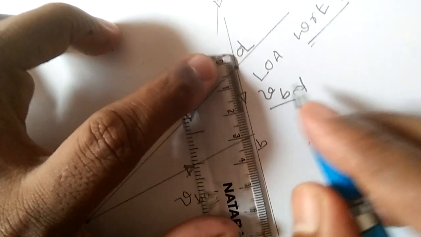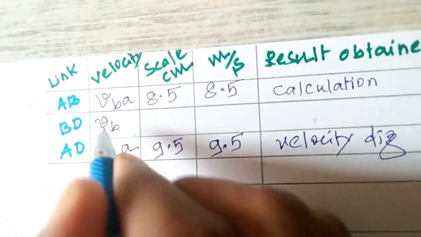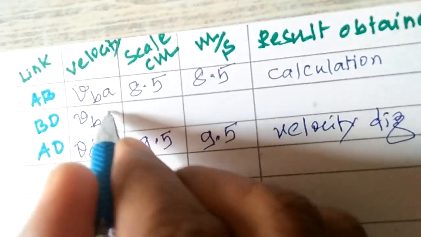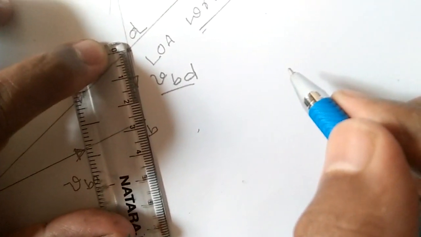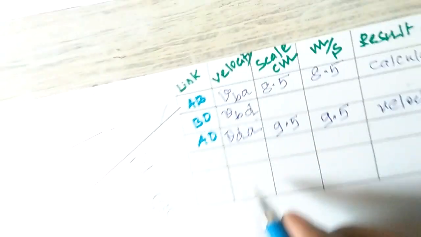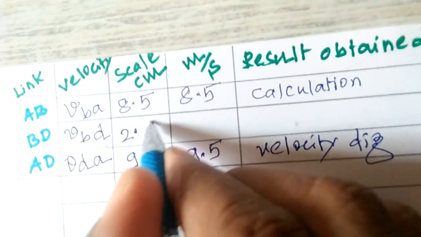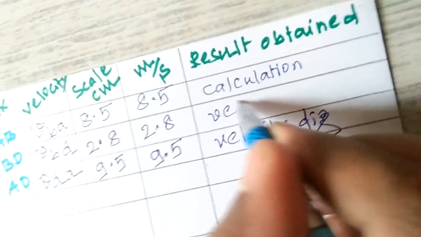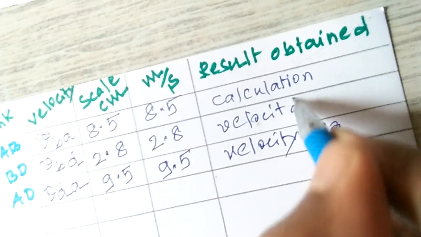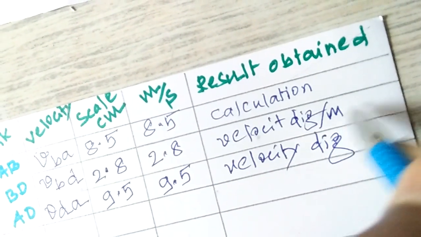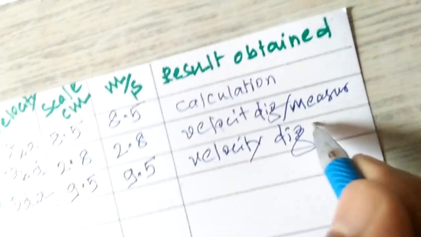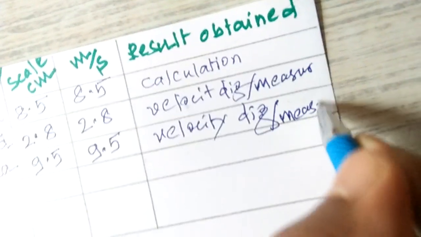Then what about the BD? This is also BD. The velocity of B with respect to D for the link. How much is this? Approximately it comes as 2.8 meters per second. It is also got from the velocity diagram, which means by measurement. Here also you can say this is by measurement only.